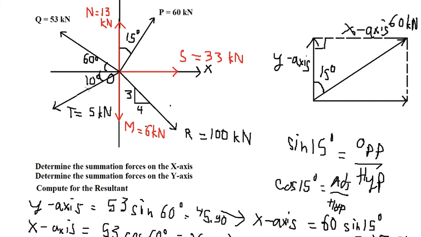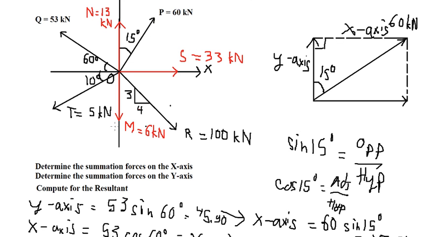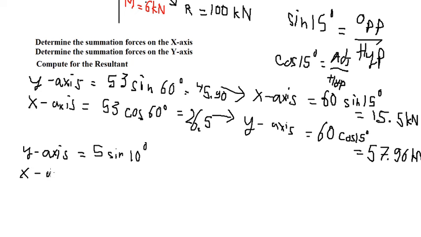Now let's go to this one. For this one, we have number 5 multiplied by sine 10 degrees. For the x-axis, we have number 5 multiplied by cosine 10 degrees.